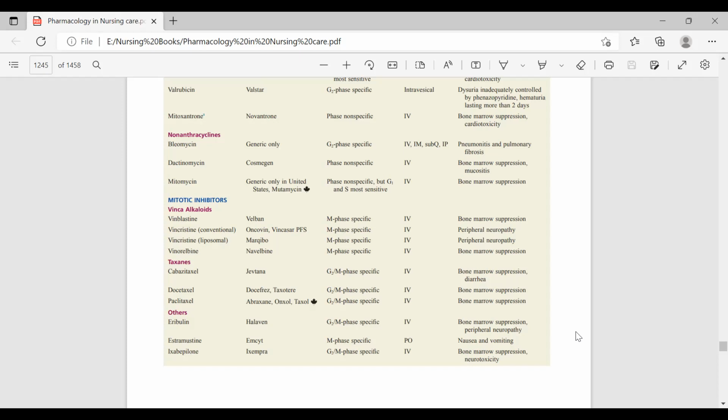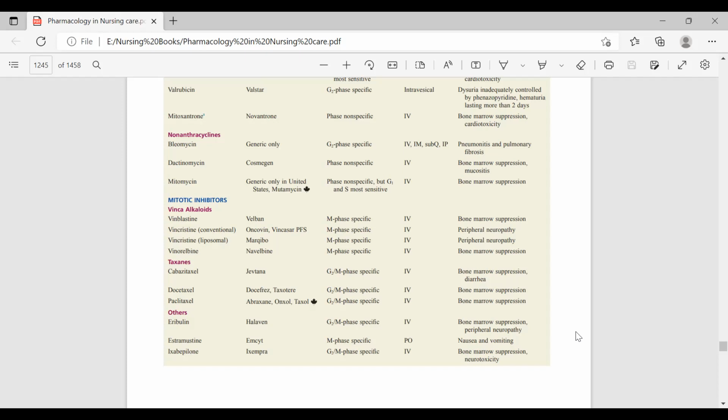While the other group is taxanes, which include cabazitaxel, docetaxel, and paclitaxel. And these are G2 and M phase both specific, and the route of administration is IV, and the dose limiting toxicity is common, which is bone marrow suppression.